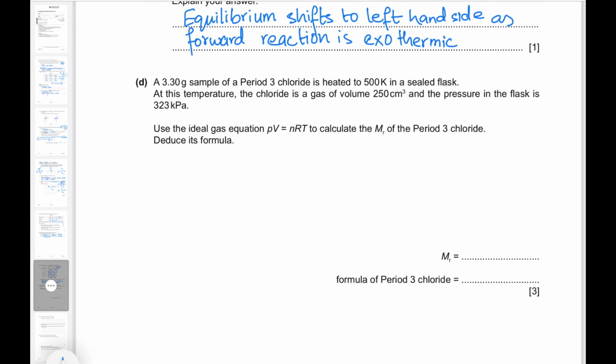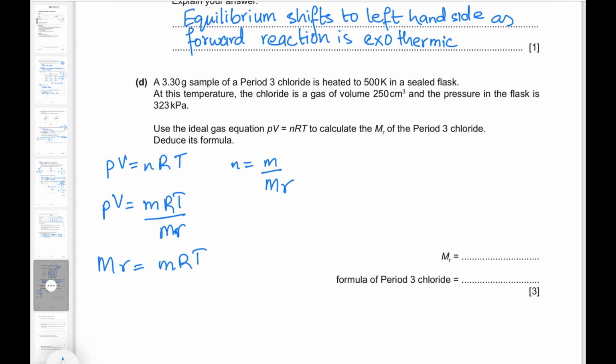Alright, so you'd start with using the ideal gas equation. PV is equal to nRT, where the number of moles is equal to mass over molecular mass. So you can substitute this in the formula, and this means the molecular mass is equal to mRT divided by pressure and volume. Let's just get a few values in their standard forms. The pressure is 323 times 10 to the power of 3 pascals. Volume is 250 cm3, which means 250 multiplied by 10 to the power of -6 meter cube.